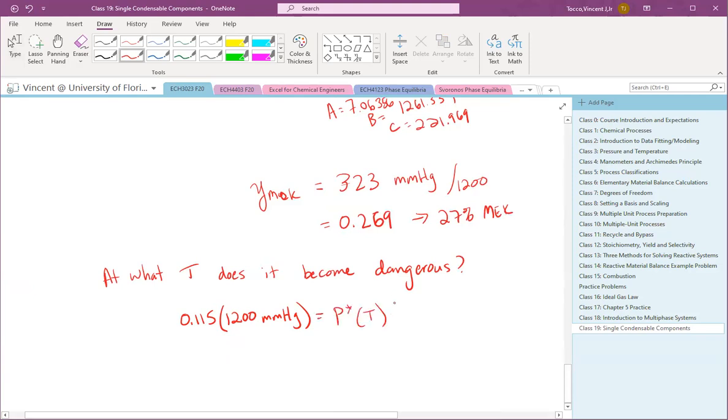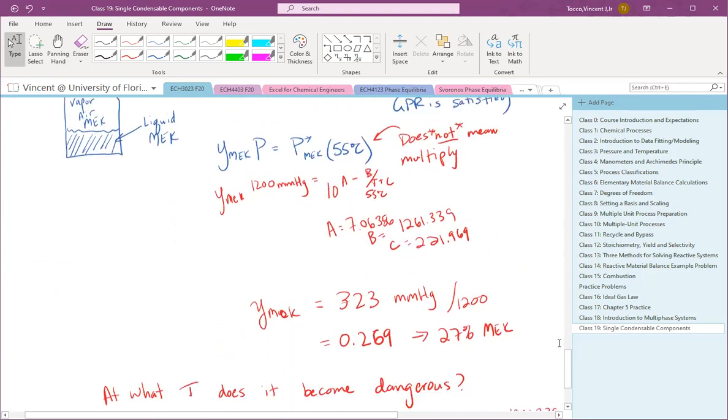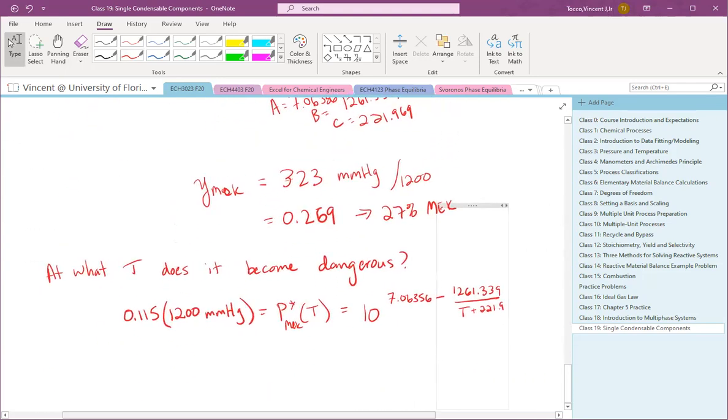is equal to P star, and this time T is the unknown, of MEK, and that is 10 to the power of 7.06356 minus 1261.339 divided by T plus 221.969. So this equation looks a little bit trickier to solve, but still doable. Right, I can still do that without much issue.